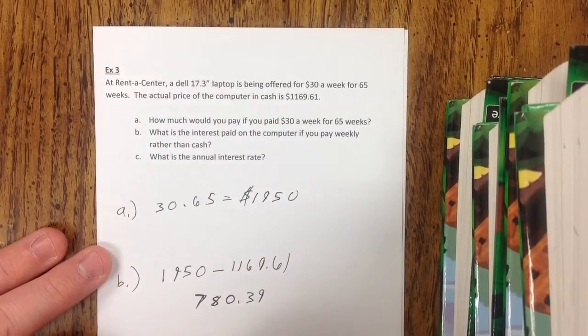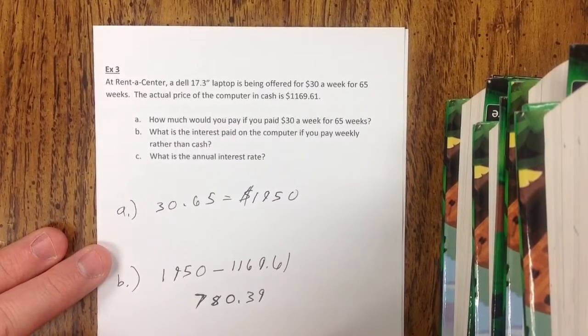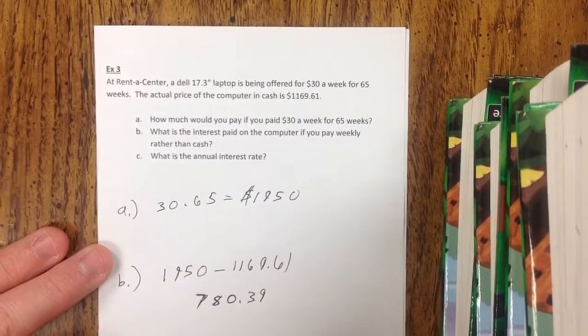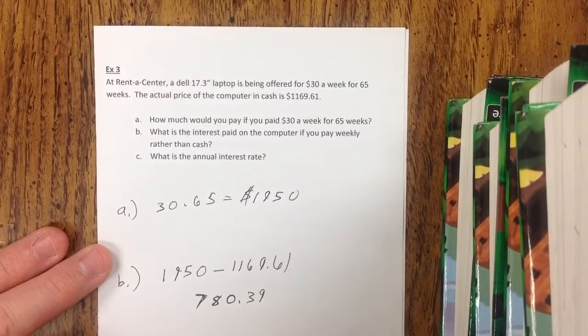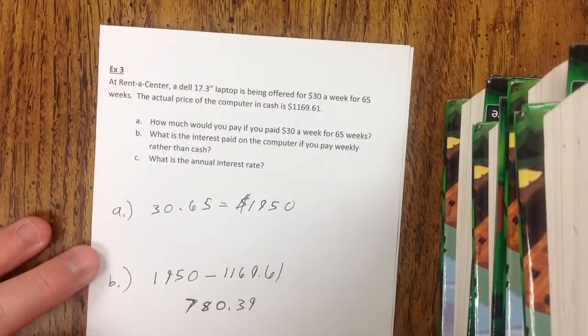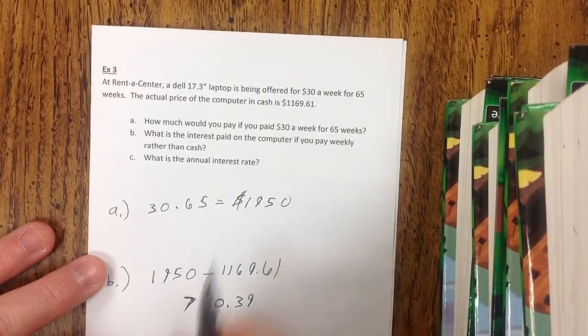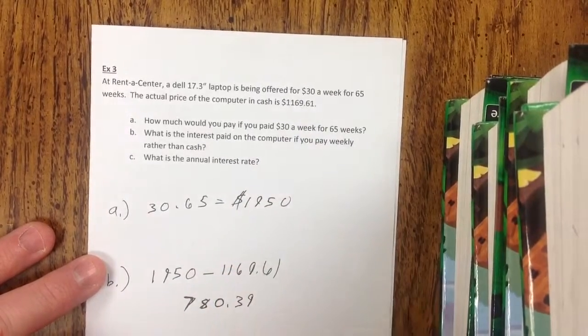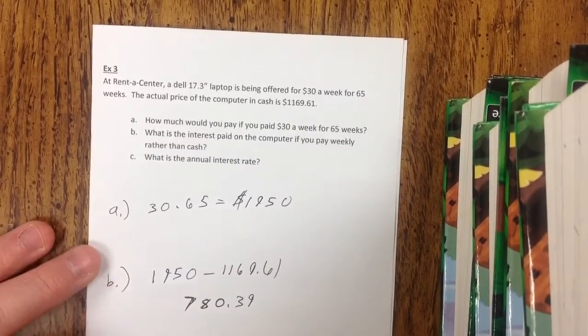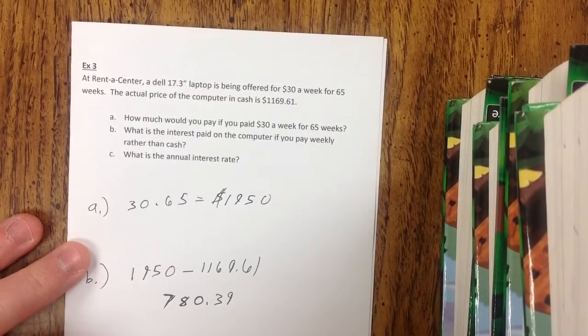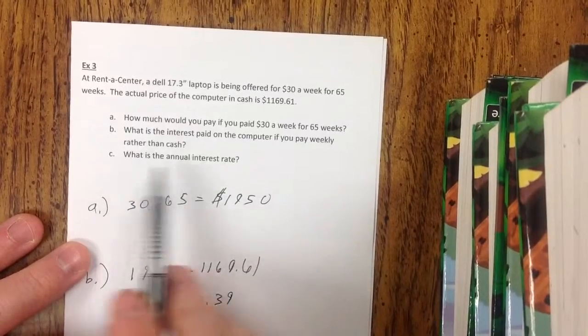All right, so let's look at this. What's the interest? What's the principal? What's the rate? What's the time? The interest, we just found out, is $780.39. The actual principal, what was the actual price? That's $1,169.61 times the rate. I don't know the rate. That's what we're looking for in C.